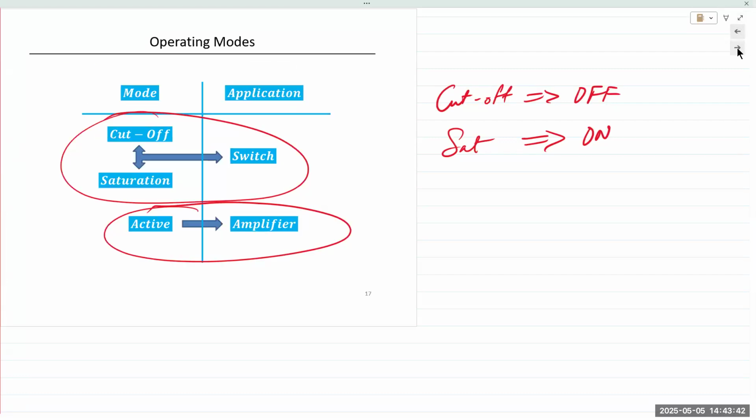Three modes of operation for a BJT are cutoff, saturation, and active. If we use the BJT in cutoff and saturation mode, not at the same time, obviously, but alternately switching between the two modes, then we can operate the BJT as a digital switch. So in cutoff mode, we say the BJT is off. In saturation mode, we say the BJT is on. Active mode is where we use it as an amplifier.